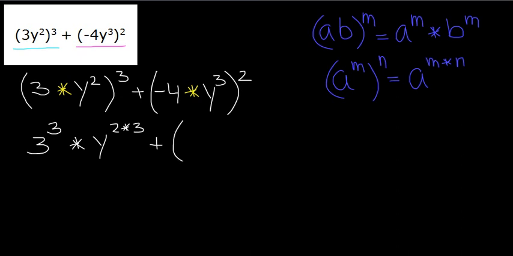Plus, and we keep our parentheses for now for the second term, negative 4 squared, again applying the power of a product rule, times y to the power 3 times 2, which is again the power of a product rule and then the power of a power rule. And we close our parentheses.